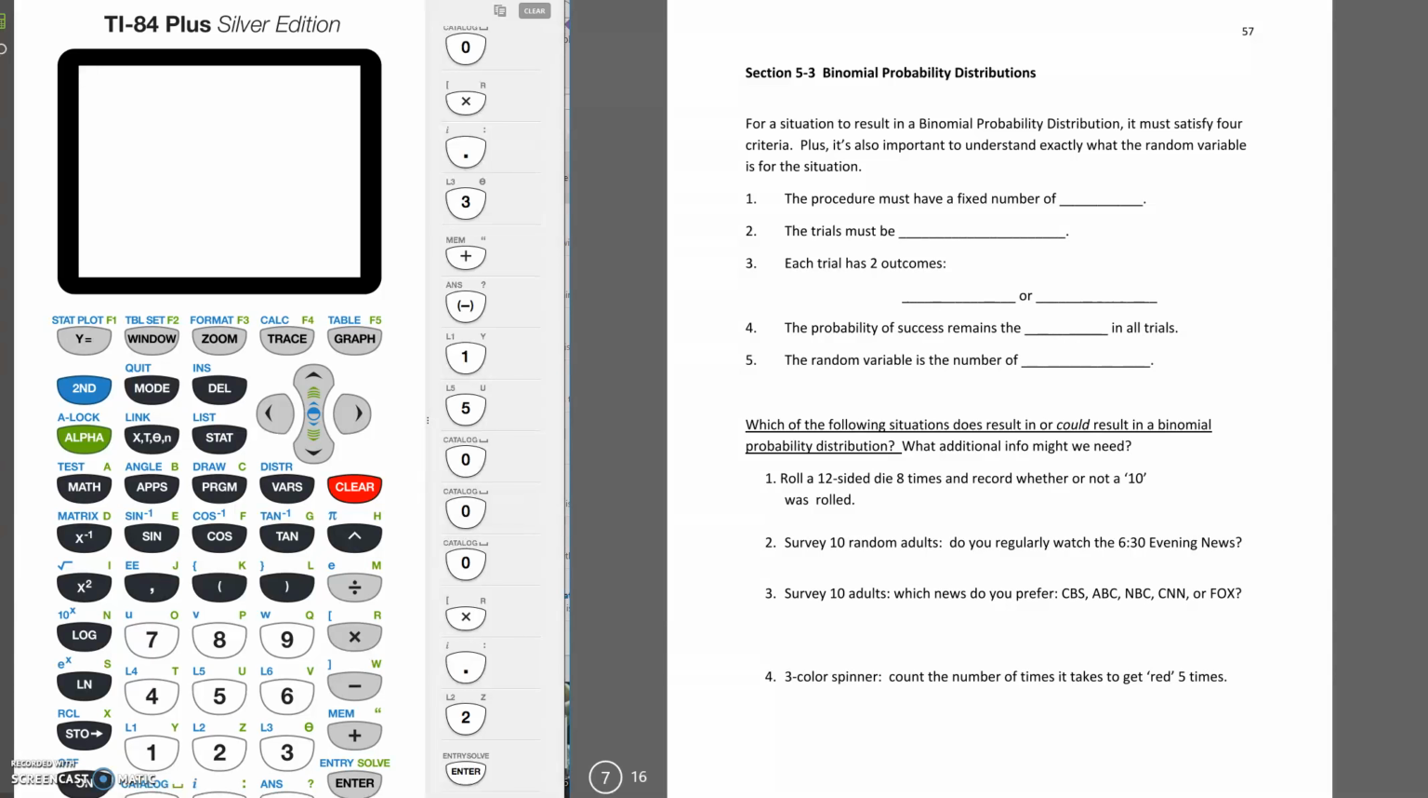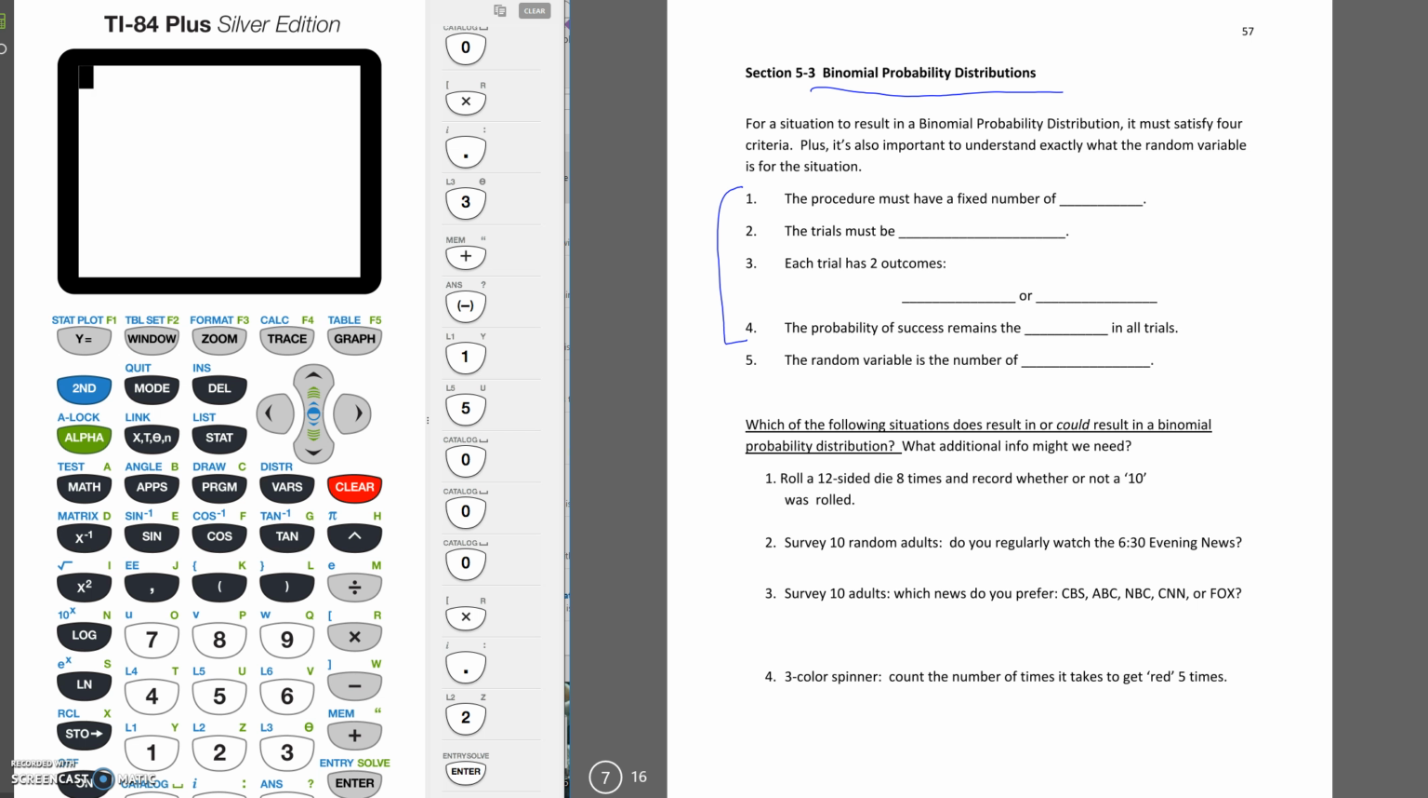Okay, we're now going to look at a special type of discrete distribution, and this distribution is known as the binomial distribution. For a situation to result in a binomial probability distribution, it must satisfy 4 criteria. So we're going to have 4 criteria right here that it must satisfy. And then we're also going to talk about what the random variable is.